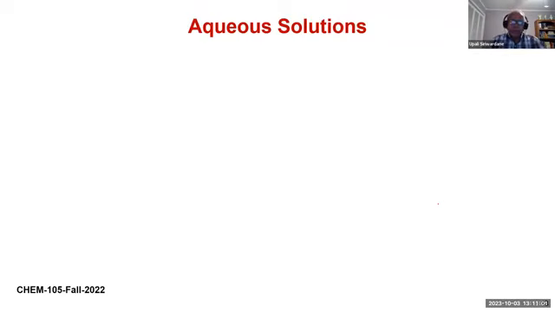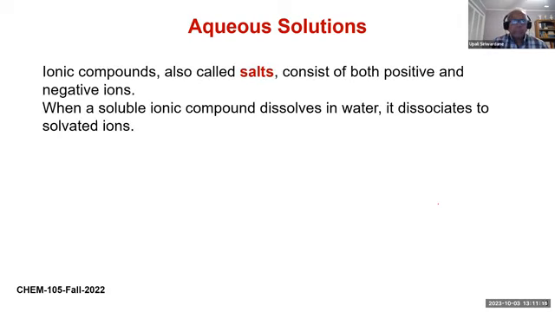how we do aqueous solution reactions. Reactions in aqueous solution, water solutions, using ionic compounds. Ionic compounds are also called salts. For example, salt is the name for sodium chloride. Sodium chloride is an ionic compound. But generally, the word salt is used to indicate an ionic compound.